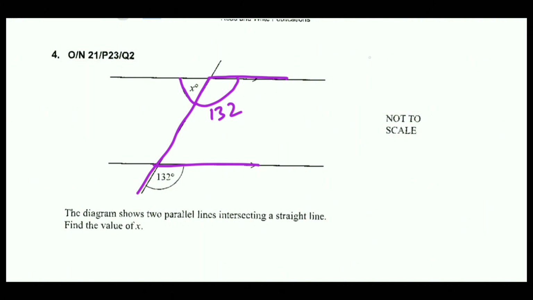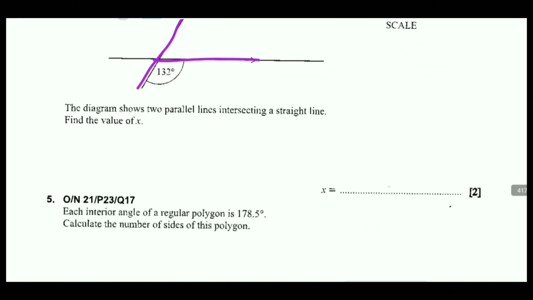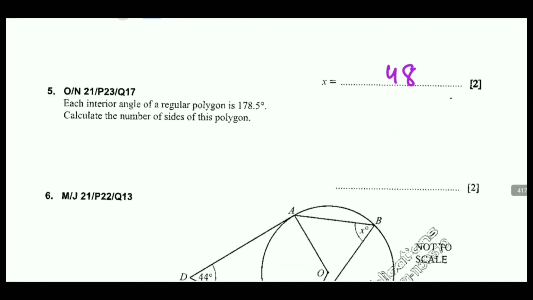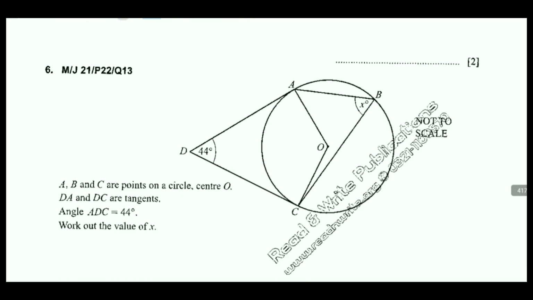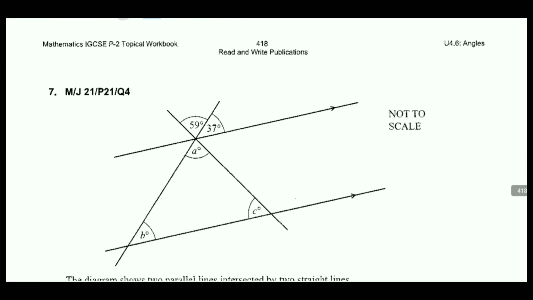So 180 minus 132, that is 48. So this is 48. So this will be your final answer. Next question.